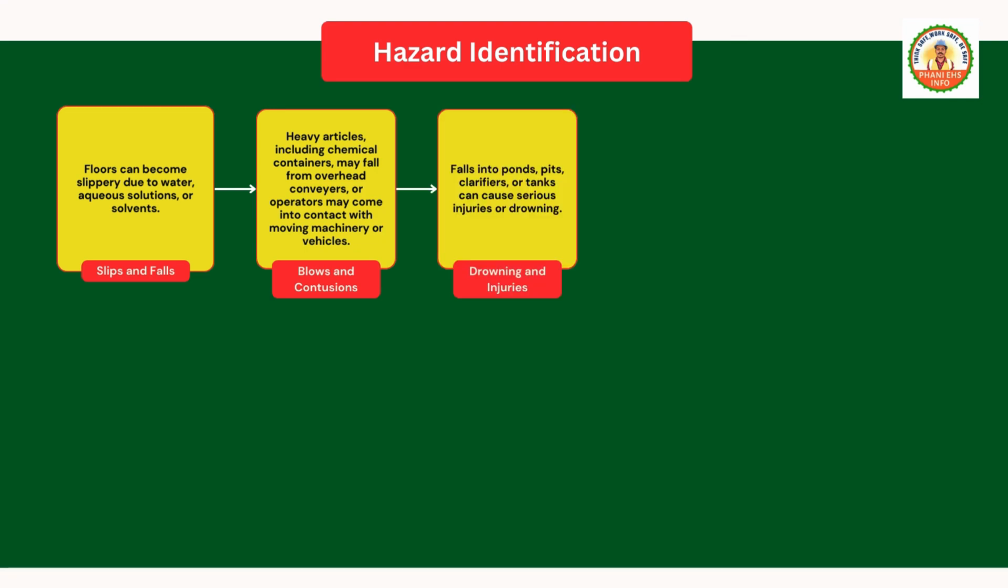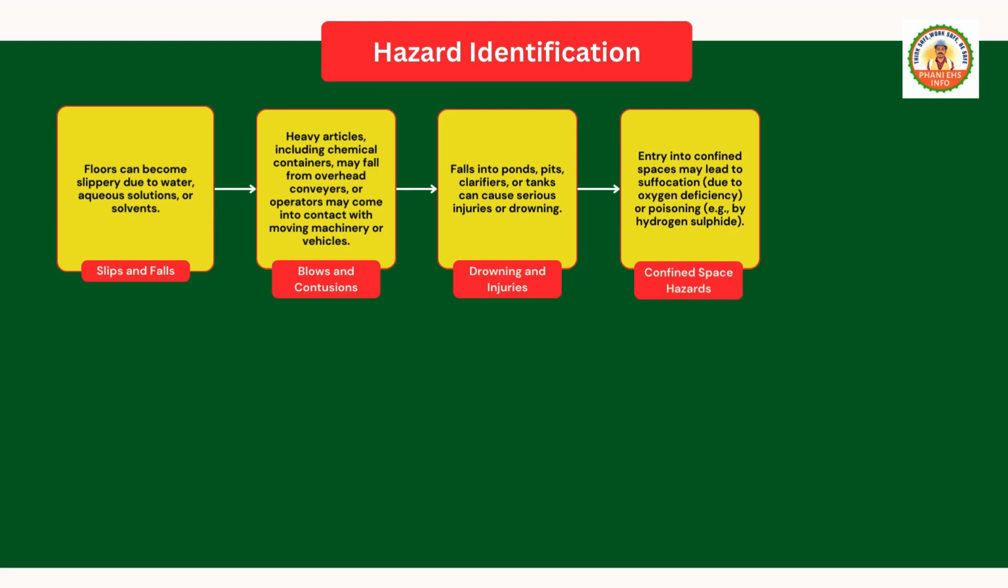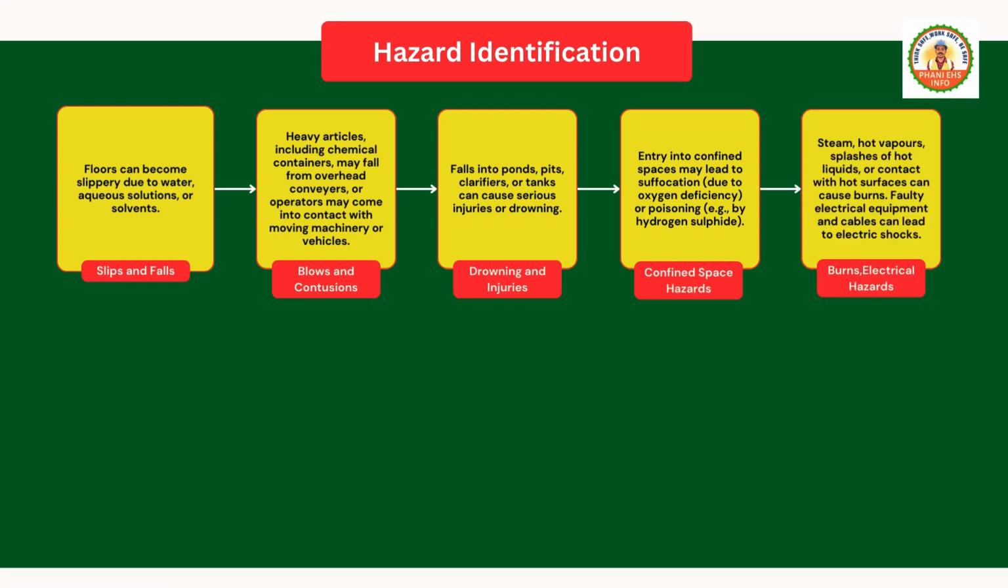Drowning and injuries. Falls into ponds, pits, clarifiers, or tanks can cause serious injuries or drowning. Confined space hazards. Entry into confined spaces may lead to suffocation due to oxygen deficiency or poisoning, for example, by hydrogen sulfide. Burns. Steam, hot vapors, splashes of hot liquids, or contact with hot surfaces can cause burns.